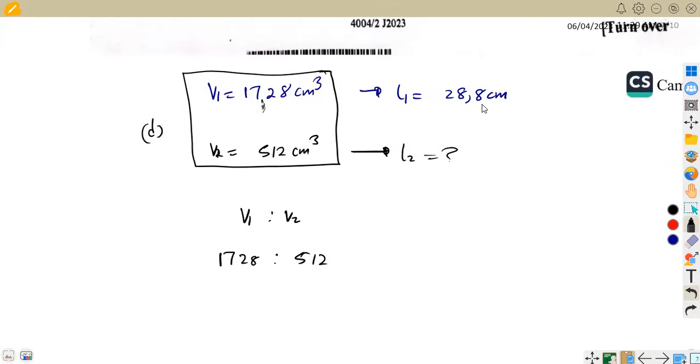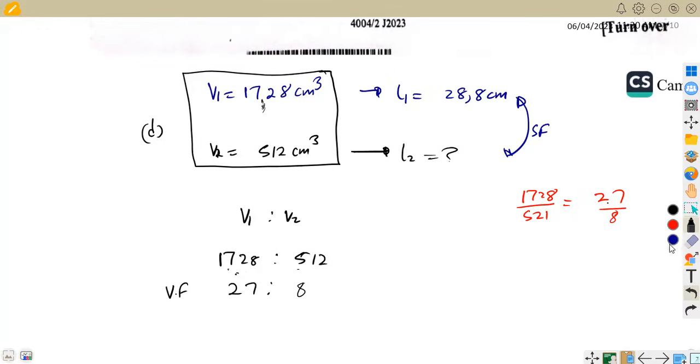So how can we calculate the length? The length does not operate under the volume factor. It operates under the scale factor, which is the cube root of the volume factor. But what you can do is reduce this on your calculator: 1728 over 512 gives 27 over 8. This 27 corresponds to the bigger solid and 8 to the smaller. We are still under the volume factor, just reducing our numbers.